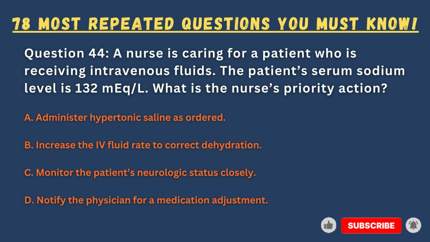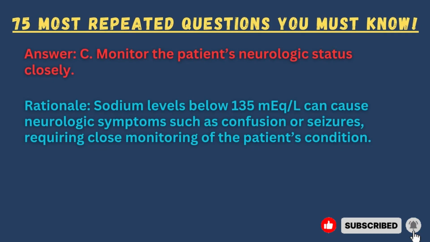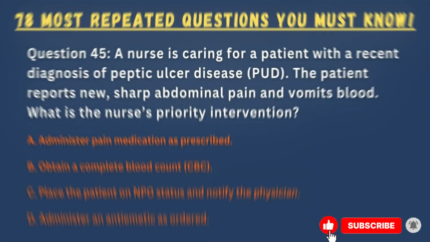A. Administer hypertonic saline as ordered. B. Increase the IV fluid rate to correct dehydration. C. Monitor the patient's neurologic status closely. D. Notify the physician for a medication adjustment. Answer: C. Monitor the patient's neurologic status closely. Rationale: sodium levels below 135 milliequivalents per liter can cause neurologic symptoms such as confusion or seizures, requiring close monitoring of the patient's condition.